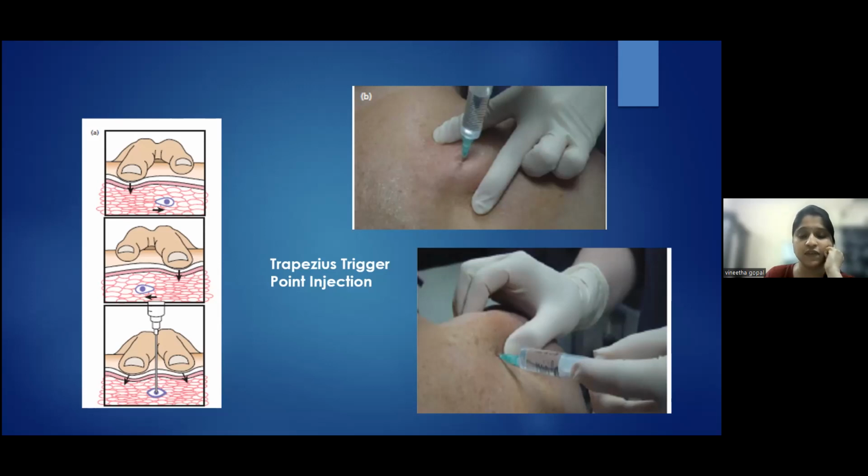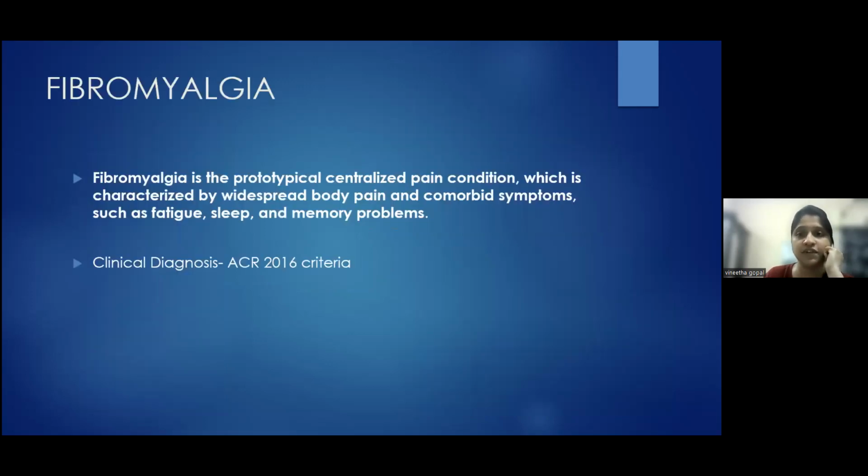So we'll go to fibromyalgia, a difficult topic, a difficult patient to treat, and a difficult topic to study also. It's a nightmare for the patient as well as the pain physician, and so many patients will be referred to you. Usually it is very difficult to get referrals from other physicians, for example for back pain or knee pain. But these patients, they will very happily refer to you for management.